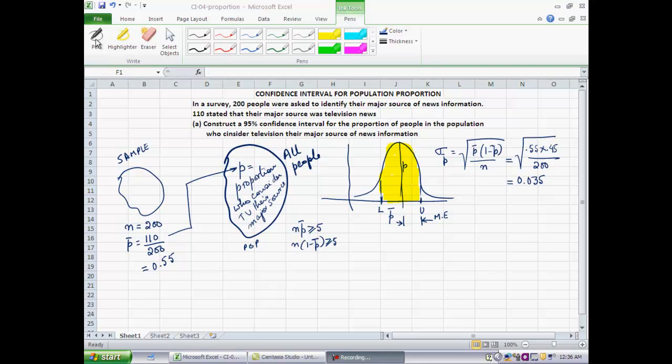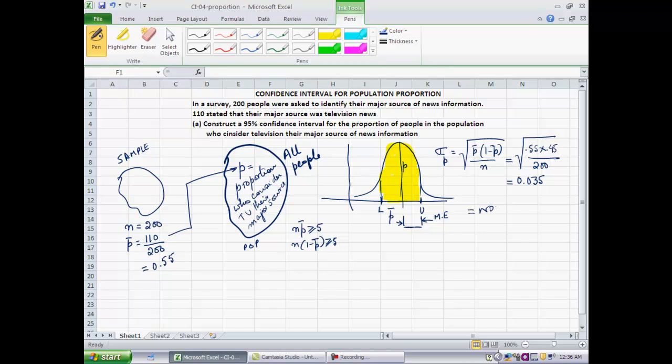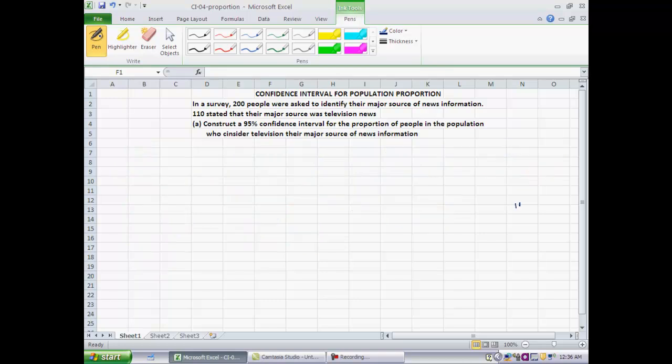Now, if I want to be 95% sure, this basically means that my margin of error, this width over here, has to be large enough so that this yellow shaded area under the curve is 95%. So you know how Excel works. I would use the NORM.S.INV function of 0.975.